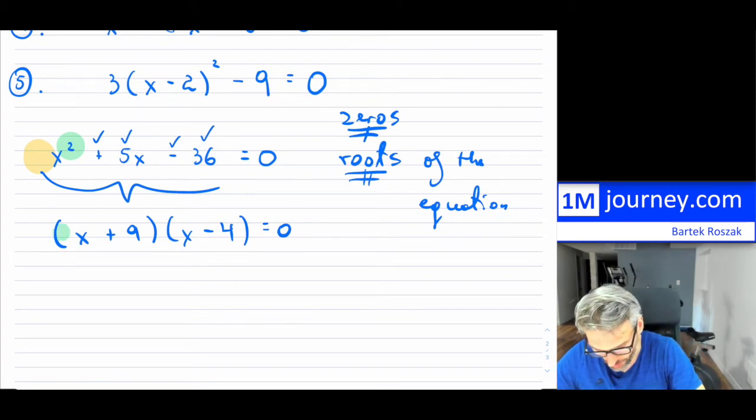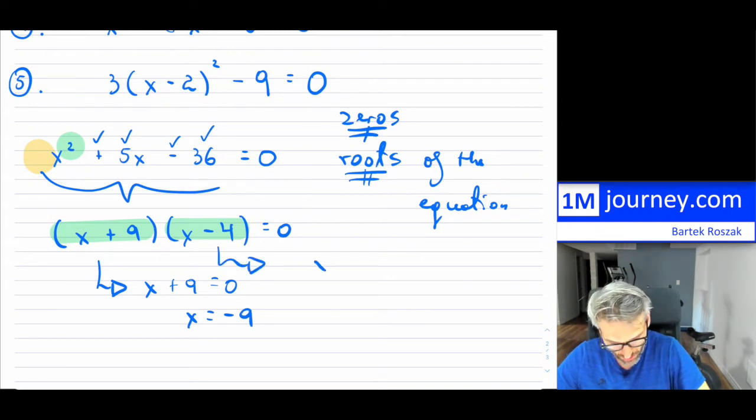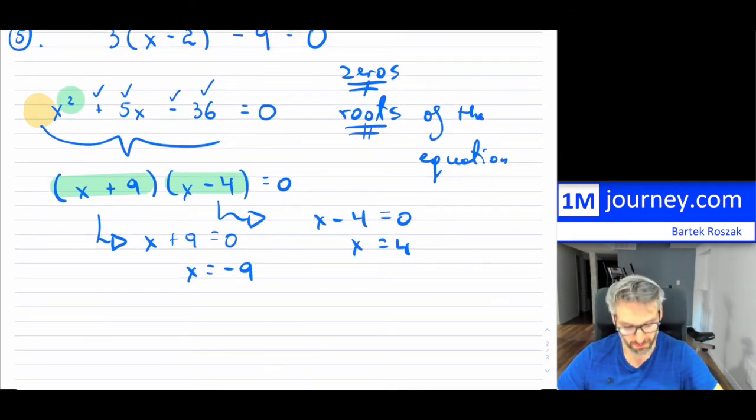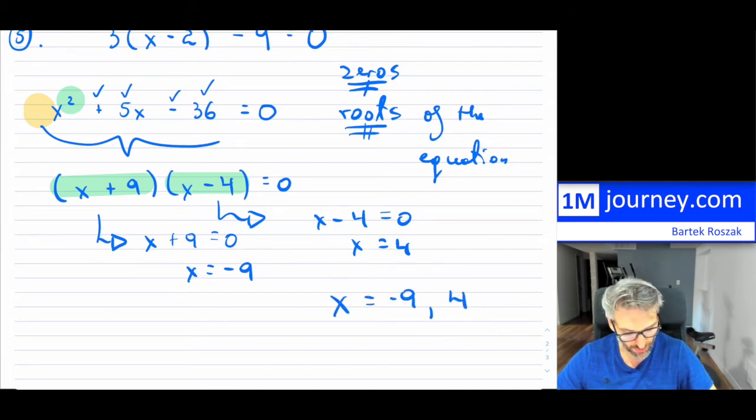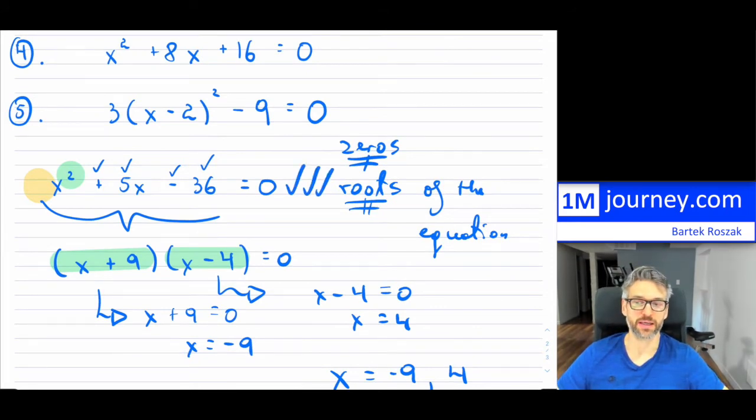So you're going to have 2 of them. One of those is going to come from one factor, and the other one is going to come from the other factor. So for instance, if you set this to 0, you'll know that x is equal to negative 9. And then for this other one, if you set it equal to 0, then x is going to be equal to 4. So those are your zeros or your roots, meaning x equal to negative 9 or equal to 4 will make this equation equal to 0. And you can check that.